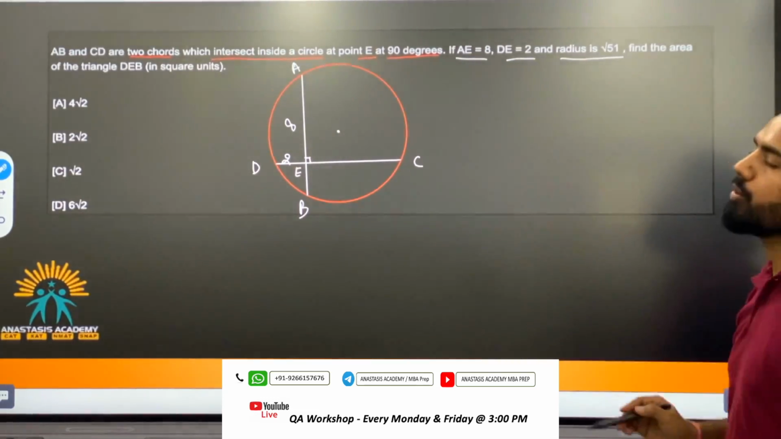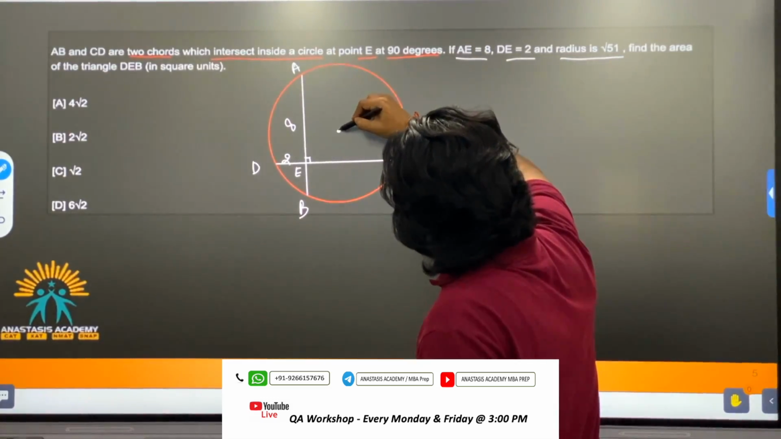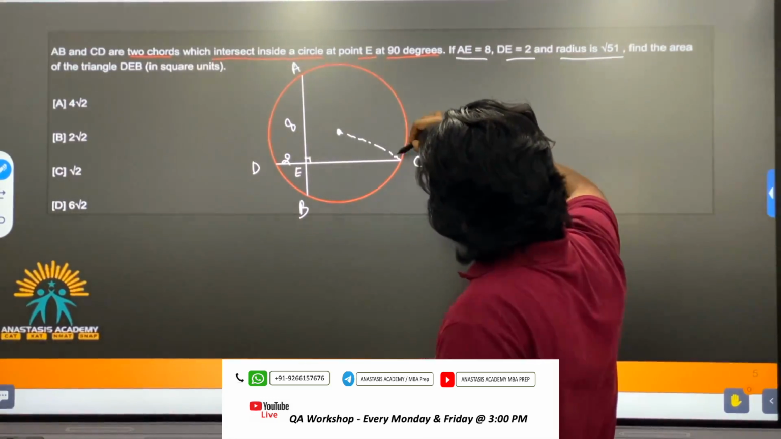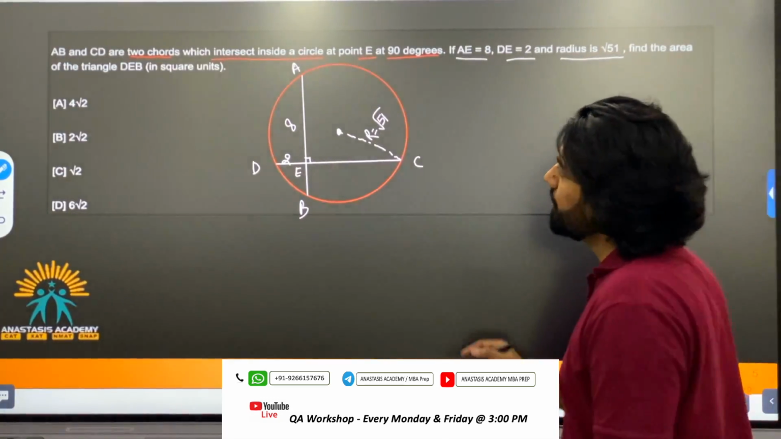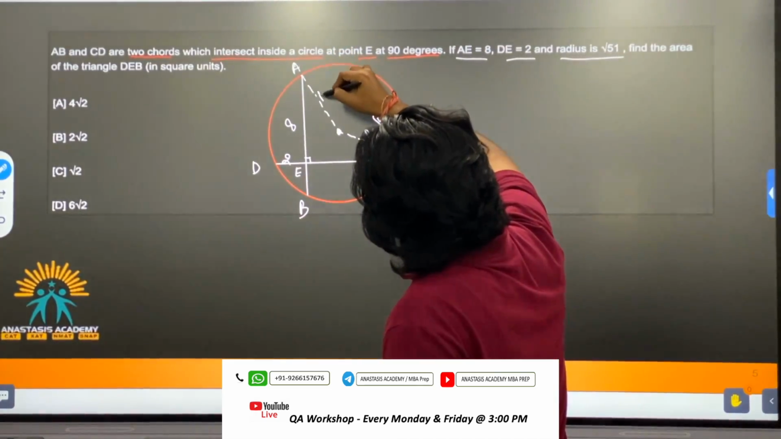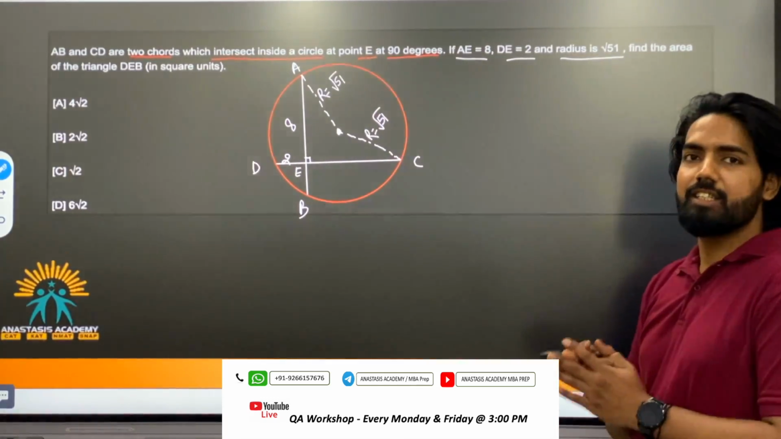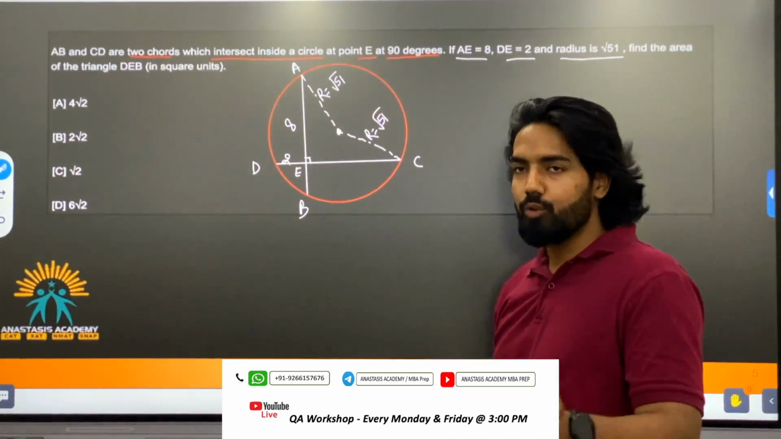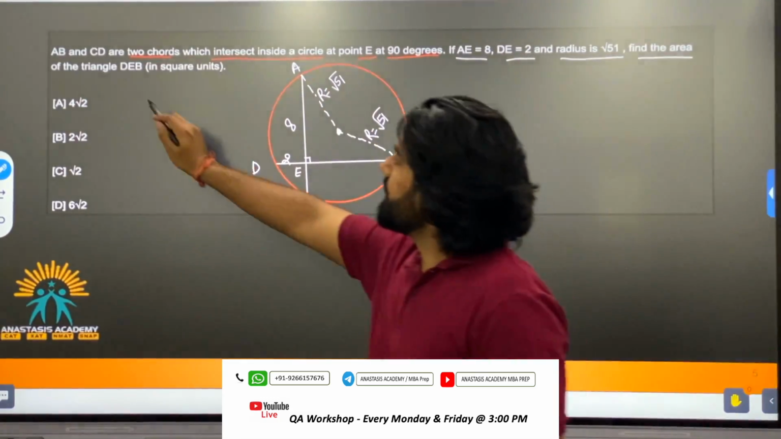And the radius is root 51. If I connect these two points, the center and this point, that is a radius, root 51. Also, if we connect A and the center, it also becomes a radius, root 51. In these types of questions, always connect the center with the points on the circumference, so that you get the radius.